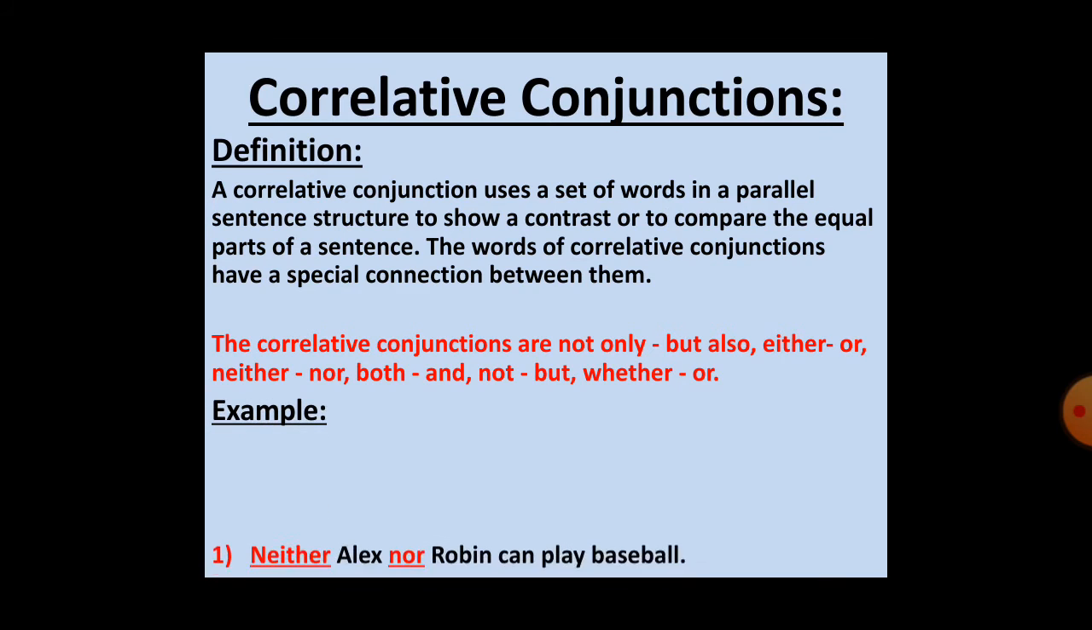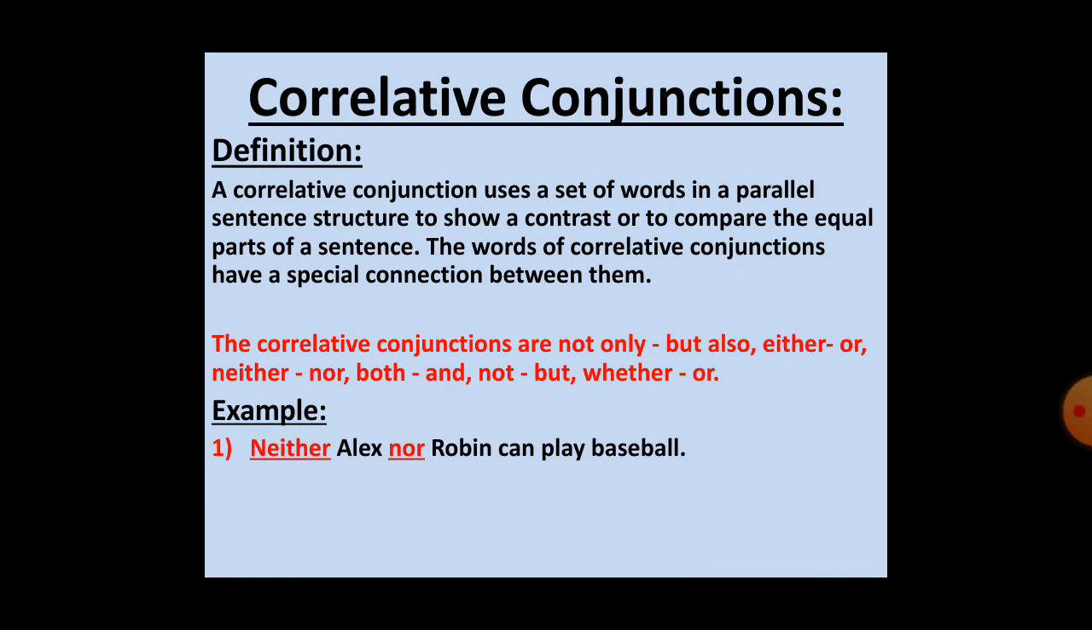So now you can see an example: neither Alex nor Robin can play baseball. Alex and Robin are nouns, and they are combined with two conjunctions, which becomes our correlative conjunction. They always come together, that's why they are called correlative conjunctions.